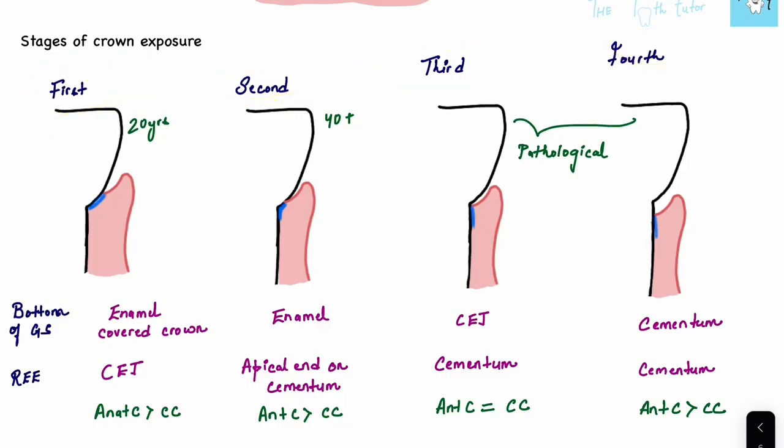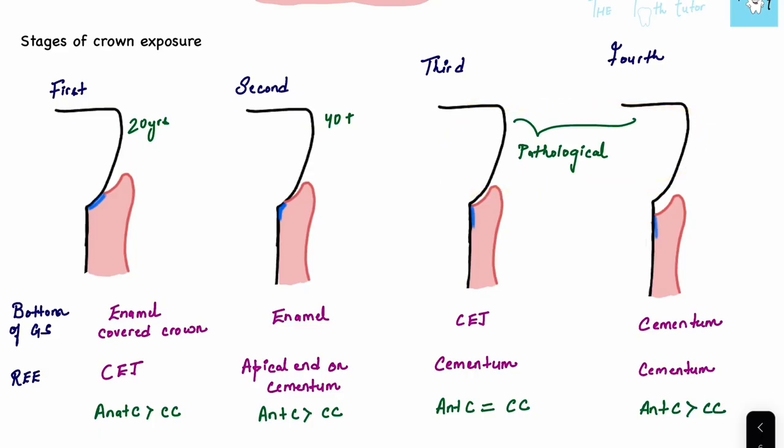So what is happening in the first stage? There you have to consider 3 points. First is the position of the bottom of the gingival sulcus, then the position of the reduced enamel epithelium, and the size of the anatomical crown and the clinical crown. Just remember this: the first and second stages are normal, and this recession can happen due to age. But the third and fourth stages are generally due to some pathology, so this should not be considered normal.